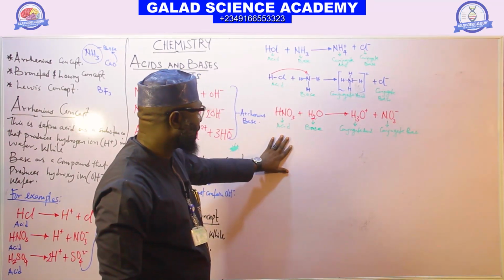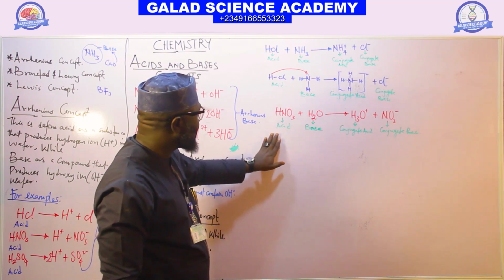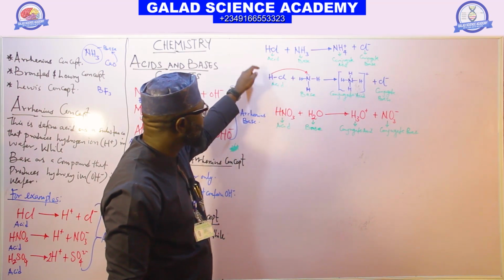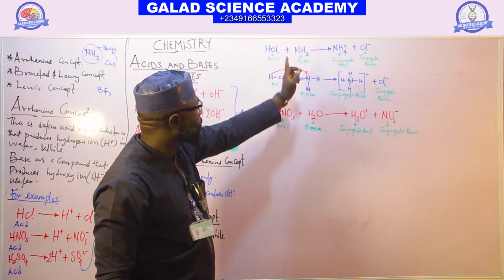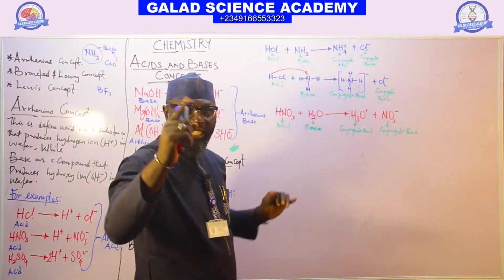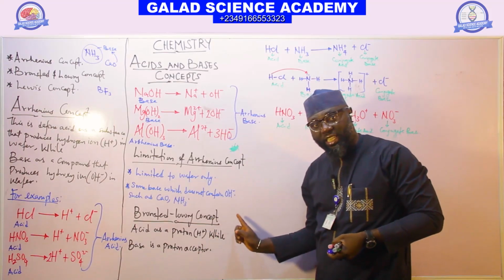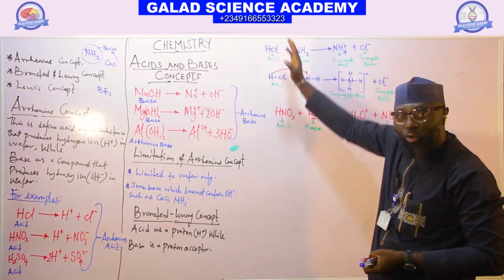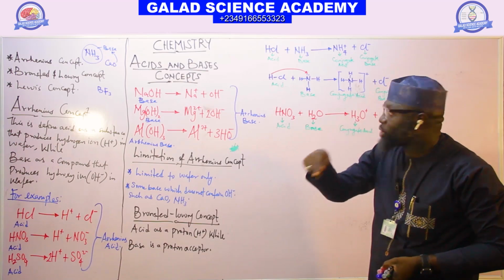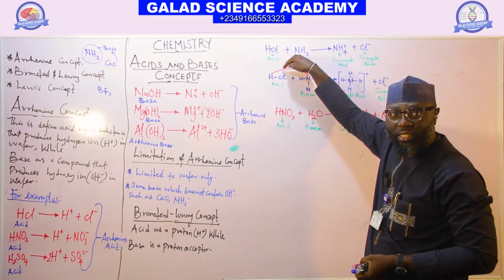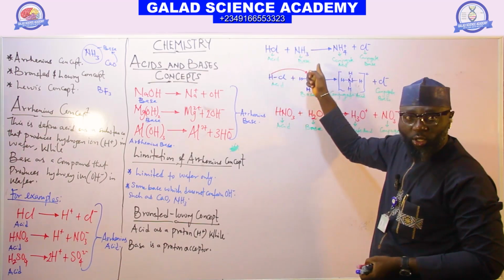For the Bronsted example, an acid is a proton donor. HCl here donates a proton to ammonia. So ammonia here is a base. You can now see that the Bronsted-Lowry concept of an acid is not dependent on water. It's the one that tells us that ammonia is a base by accepting a proton from hydrogen.